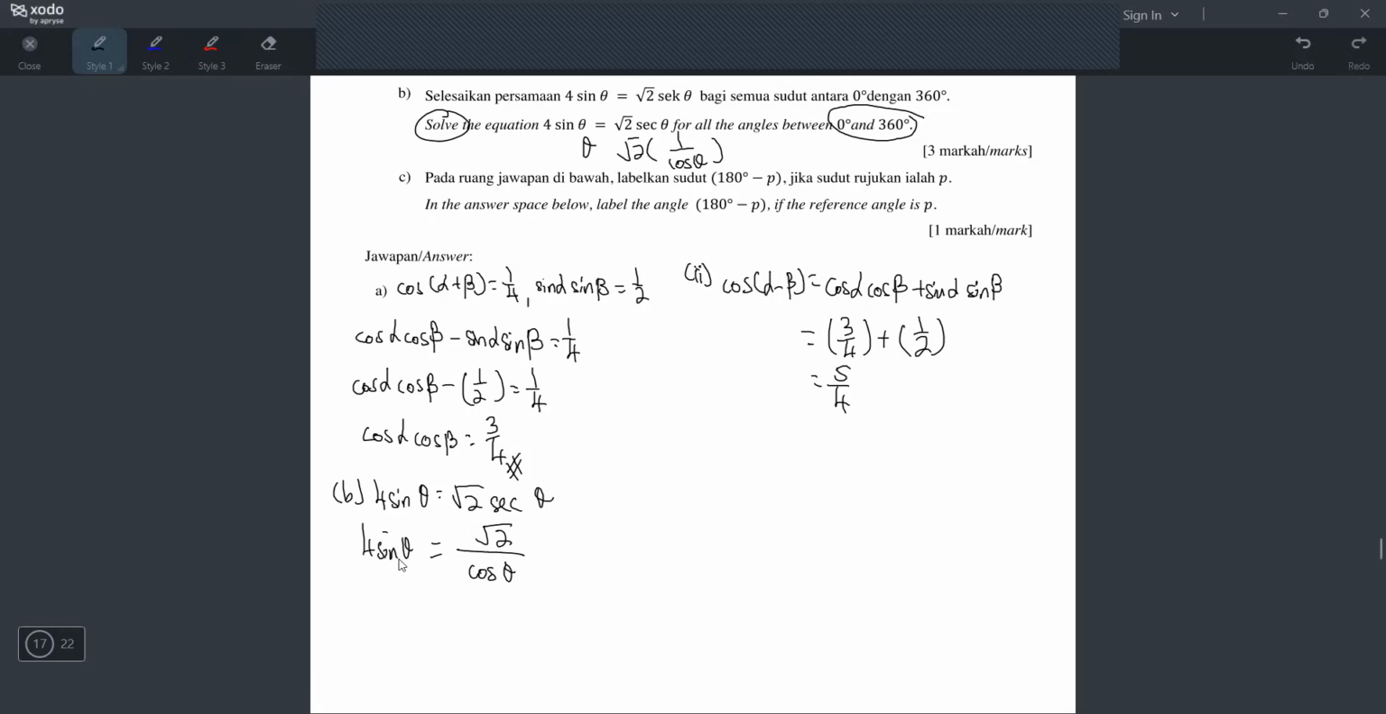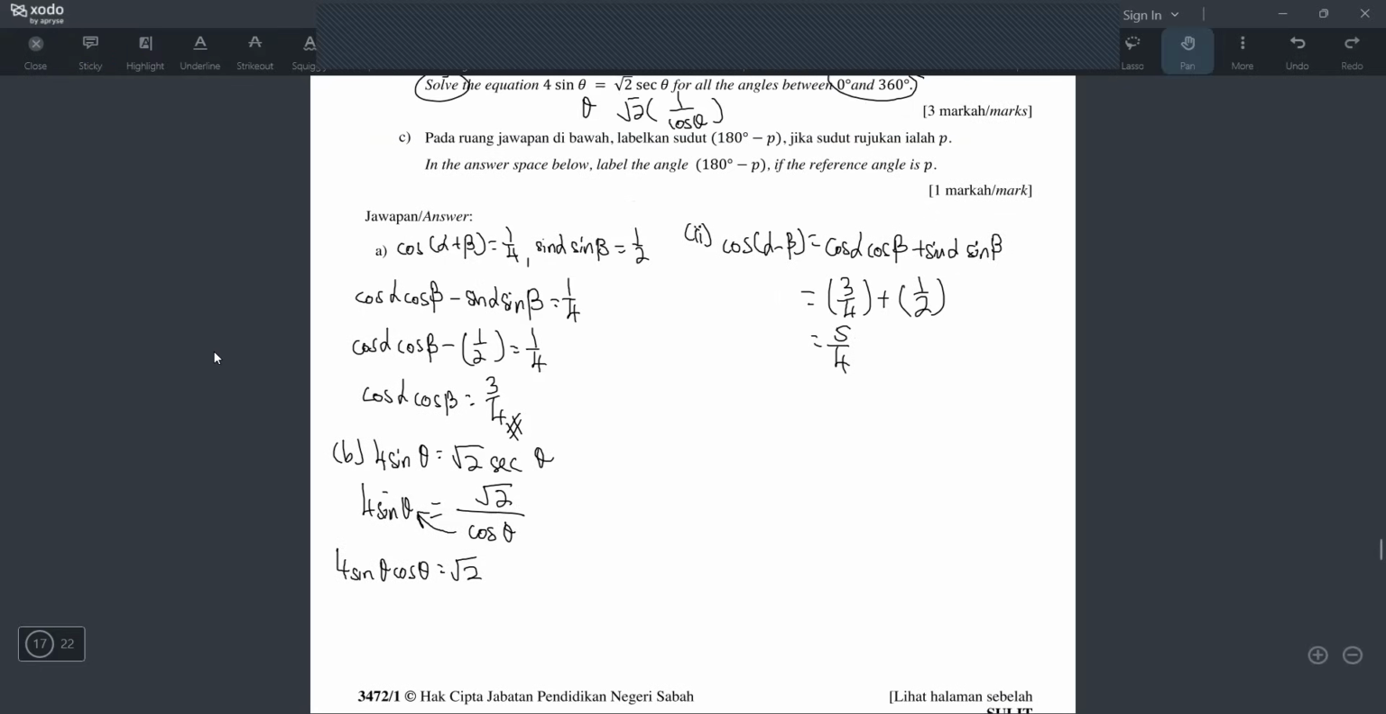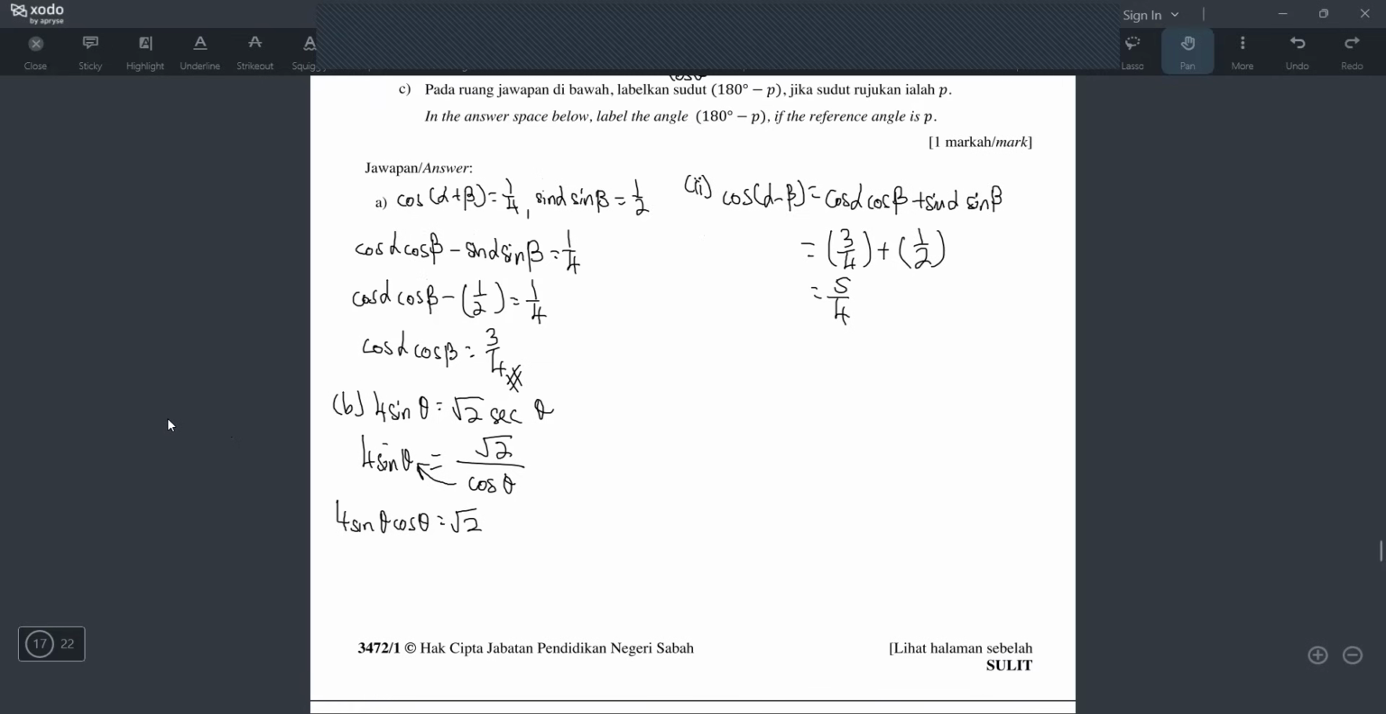But it's very hard to solve when you have two different trigo in the equation. So what I will do is I will move this up first so that there is no fraction. So it becomes 4 sine theta cos theta equals to square root 2. Okay. After I do until here, suddenly one formula comes in. I suddenly remember one formula.